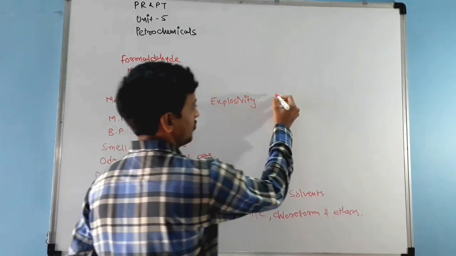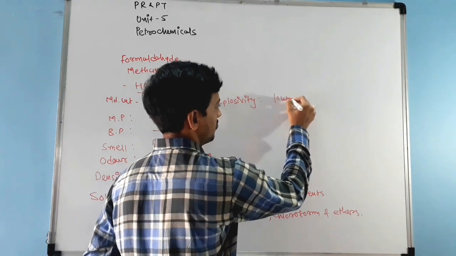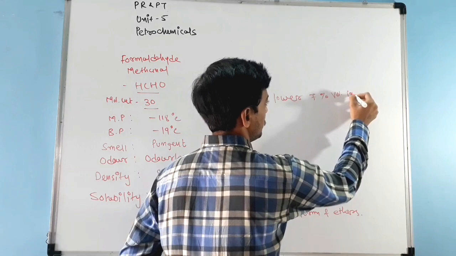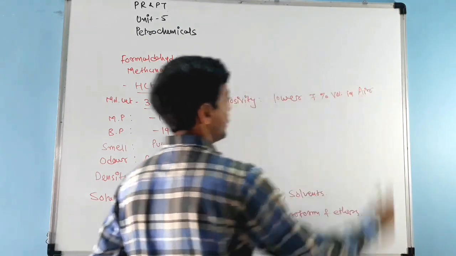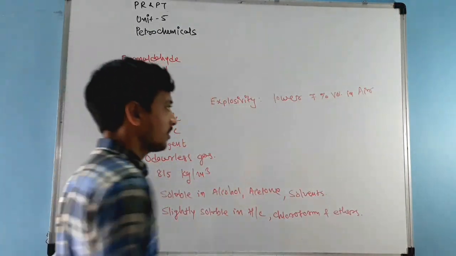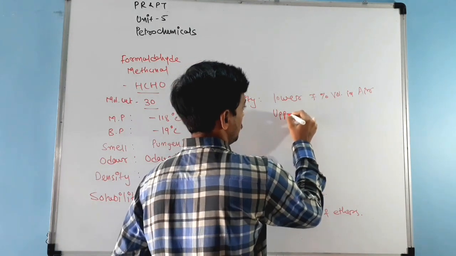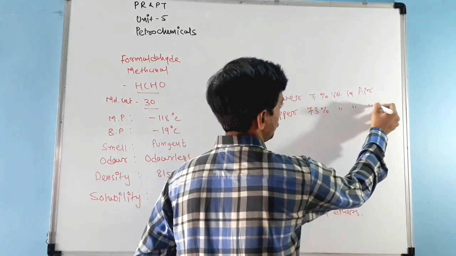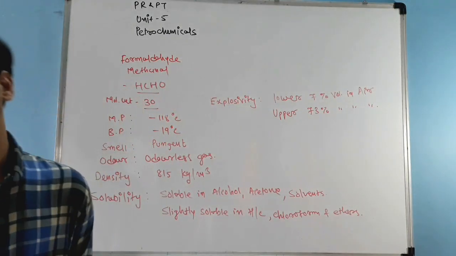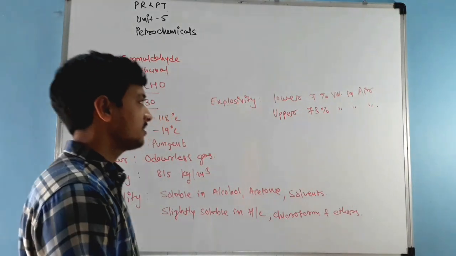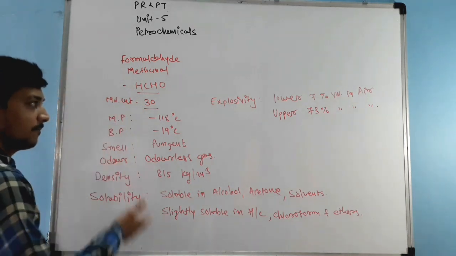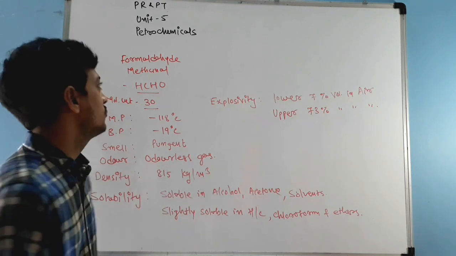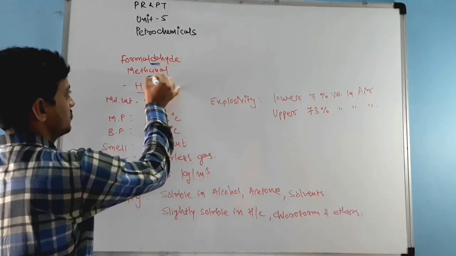Explosivity: lower limit 7% volume in air, upper limit 73% volume in air. Okay, got it? These are the properties of formaldehyde. Now the methods of production.